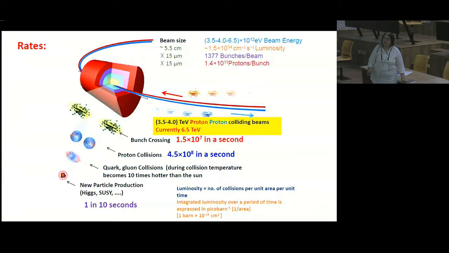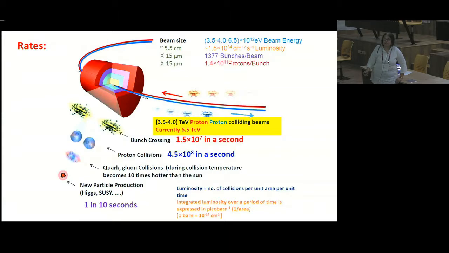And just to give you an idea of the rate, the bunch crossing is about 1.5 × 10^7 in 1 second. There are many protons in a bunch, so the number of proton collisions is 4.5 × 10^8 in a second. And of course, when I go to my new physics, Higgs, SUSY production, etc., that is roughly of the order of 1 in 10 seconds.